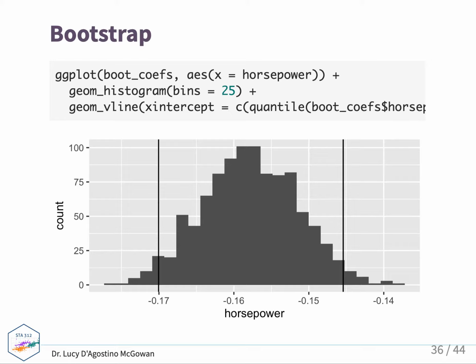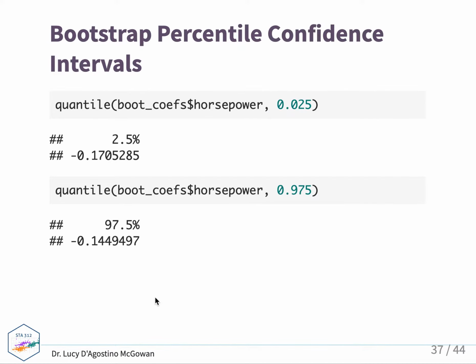Now if we wanted to try to estimate some uncertainty, we could do something like, for example, assuming this is the underlying distribution for beta hat, we can cut off the 2.5% tails on either side to try to construct something like a 95% confidence interval. So let's talk about how to actually do that.